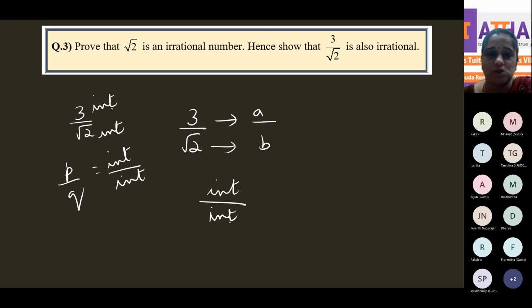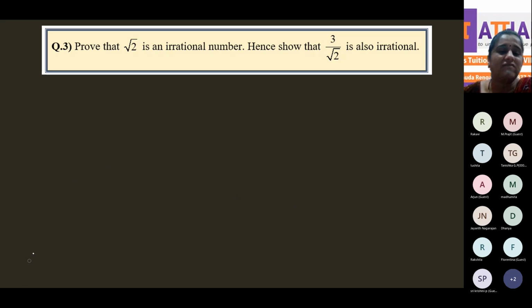Of course, the denominator integer should not be 0. So p by q form is basically integer by integer form. Simply something by something cannot become a rational number. Now in 3 by root 2, 3 is an integer, but root 2 is not an integer. So this is not integer by integer form, and so it is not rational. Okay, we have to show that 3 by root 2 is irrational.